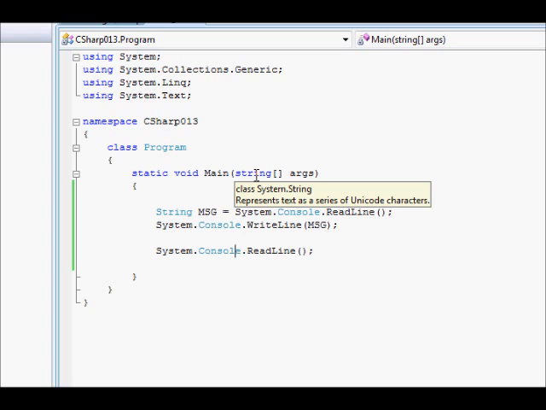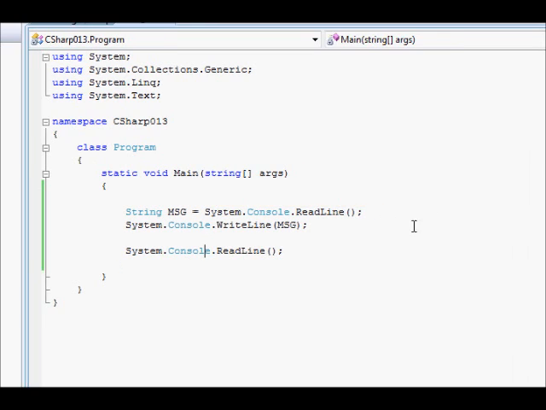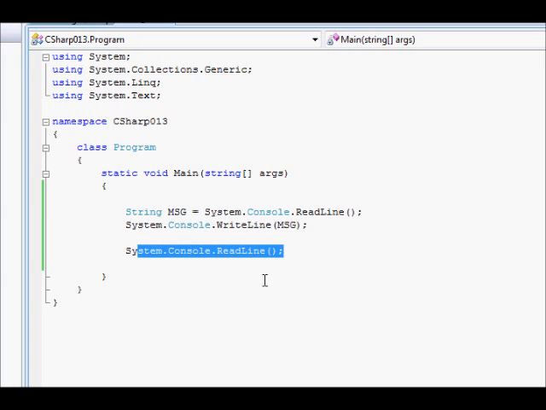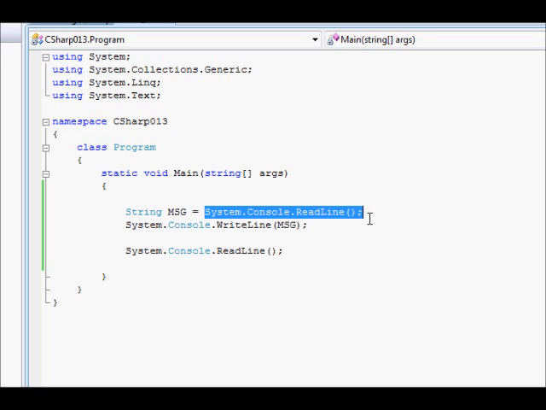Well, one of the things that we have been doing for quite a while is reading values from the screen, displaying values on the screen, and making the screen stop. Now, basically what you have done is writing this line of code in order to read anything from the screen, right? Which is System.Console.ReadLine. Now, what does that mean?